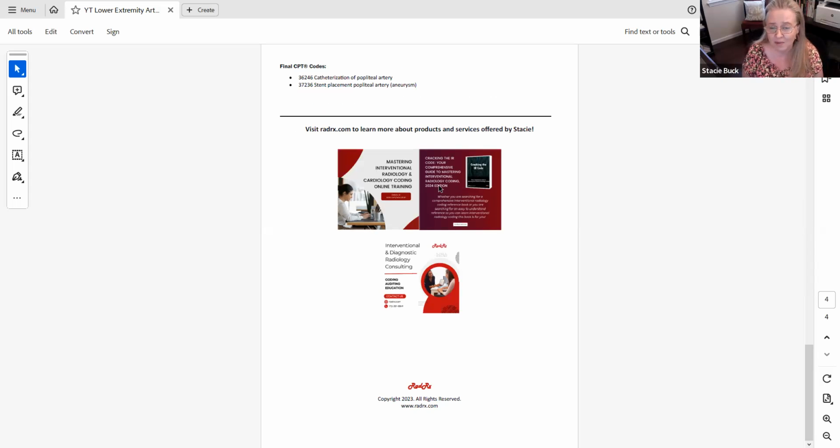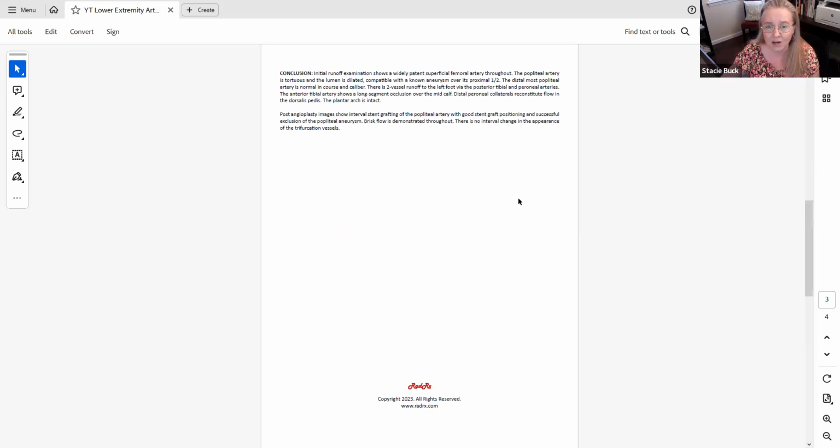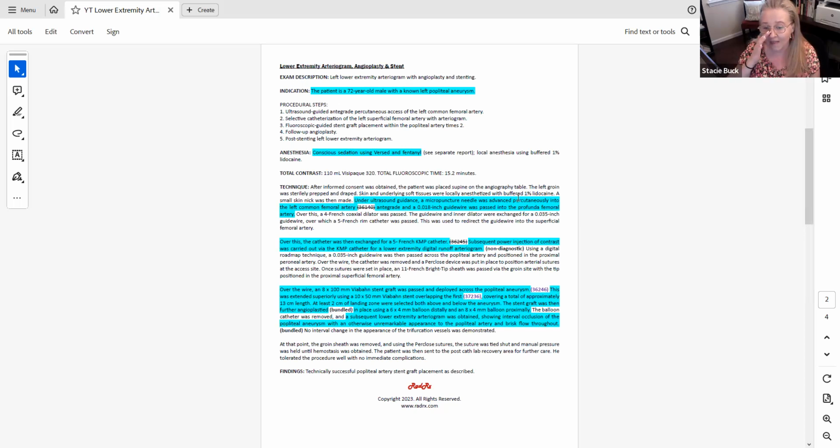So our final CPT codes for this case are 36246 for catheterization of the popliteal artery, and then 37236 for stent placement of the aneurysm. All of the other work that took place in this case is going to be bundled.